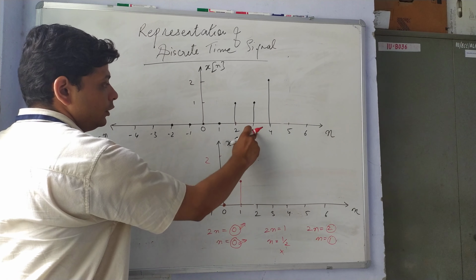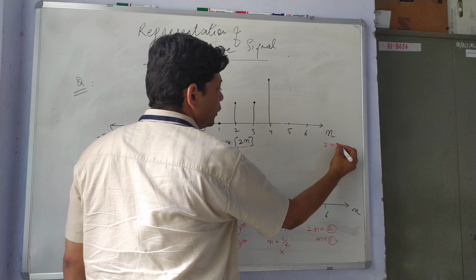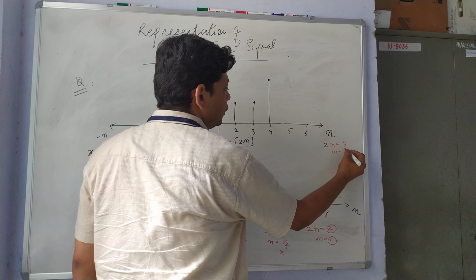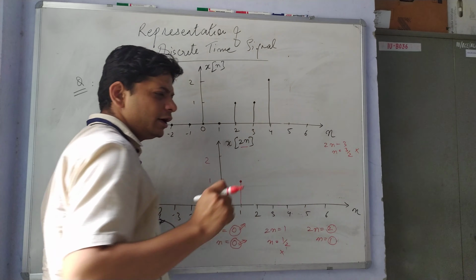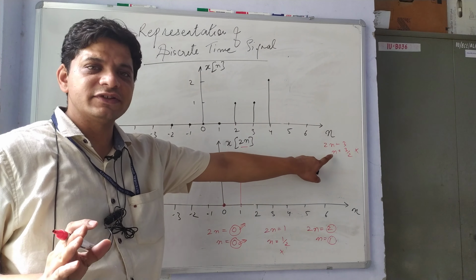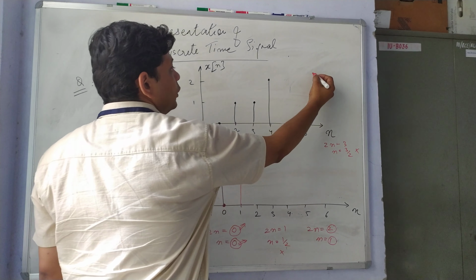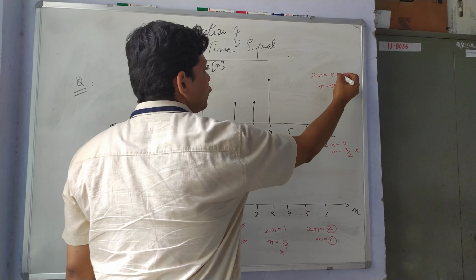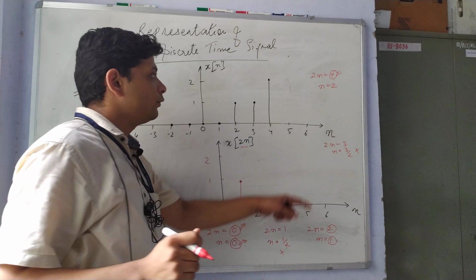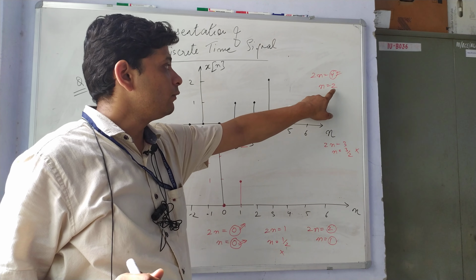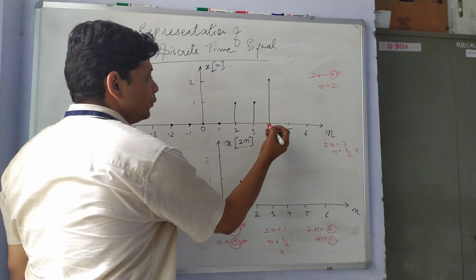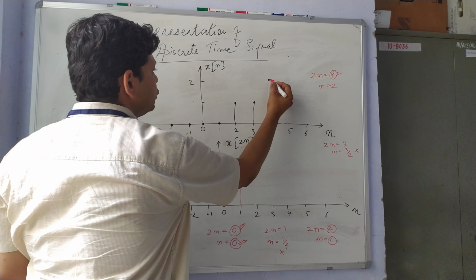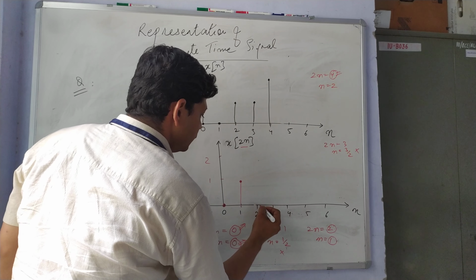Now again 3: 2n equal to 3, n will be equal to 3 by 2. Cancel it, no need to take it because this is a fractional part. Then 2n equal to 4, n will be equal to 2. So whatever be the value at 4, the same value will be at 2. We had 2 at 4, so 2.